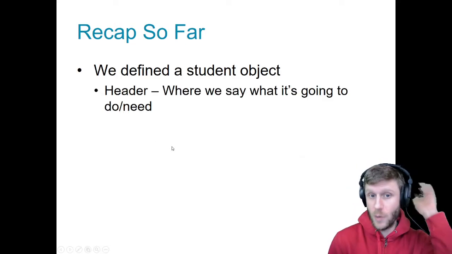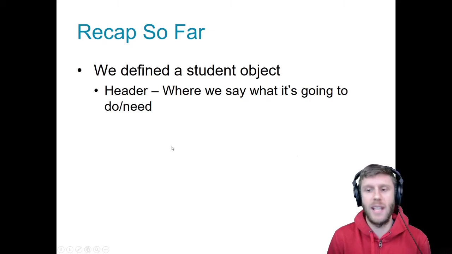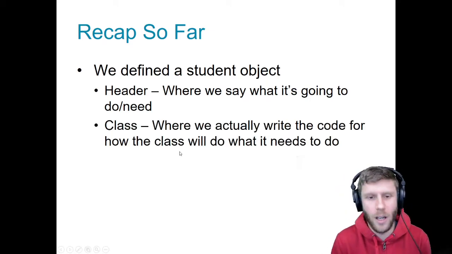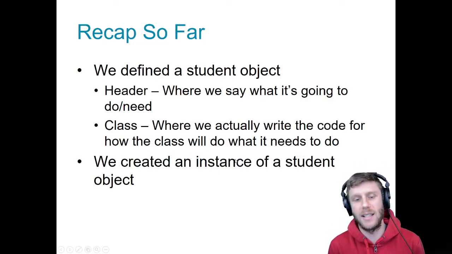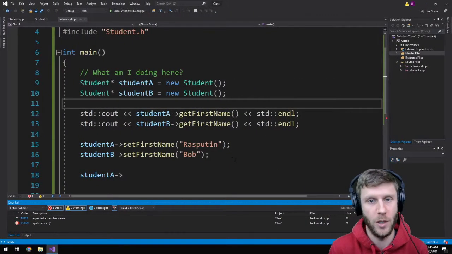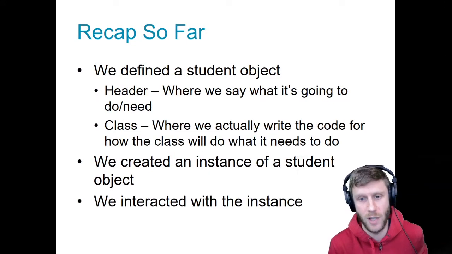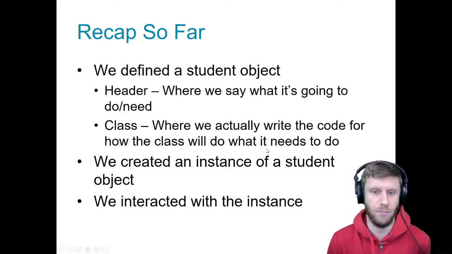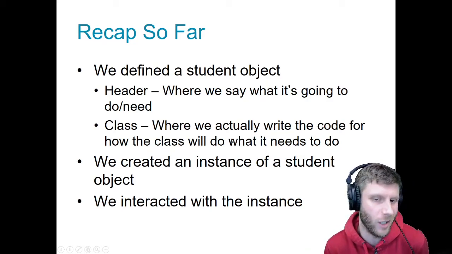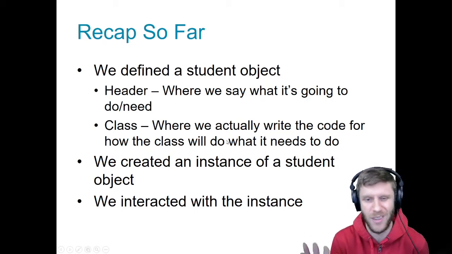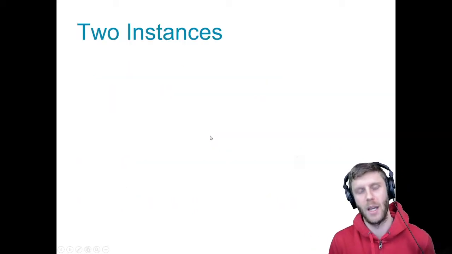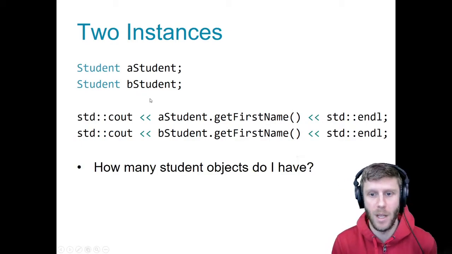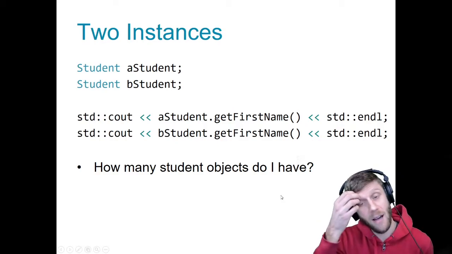Yeah. Recap so far. We defined a student object. Header, where we say what we're going to do. The class, where the actual code we're writing goes. And then we created an instance, in the code that we were doing here together, we created 2 instances of student objects that were pointed to by student pointers, and then we interacted with them just because. We didn't really do anything overly useful, but we poked and played around with this code that we wrote. So here's an example of creating 2 instances in static memory. How many student objects do I have? Well, 2.